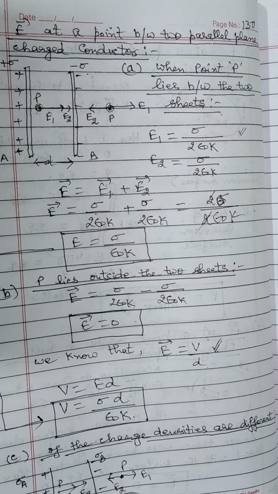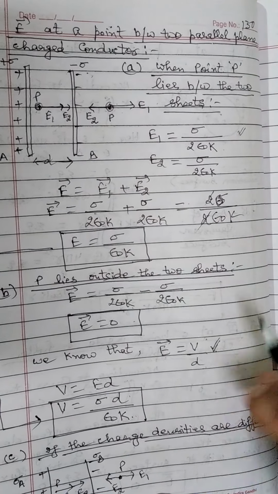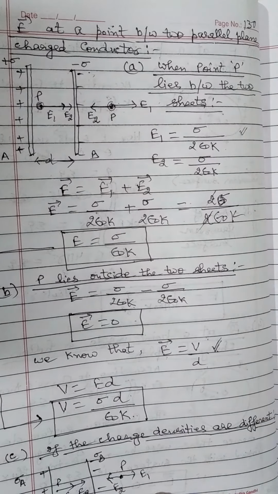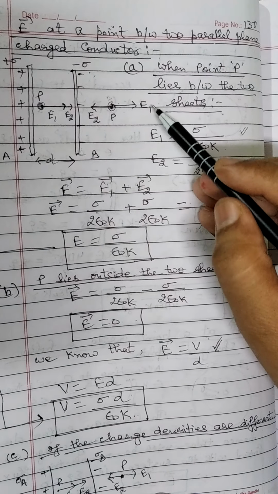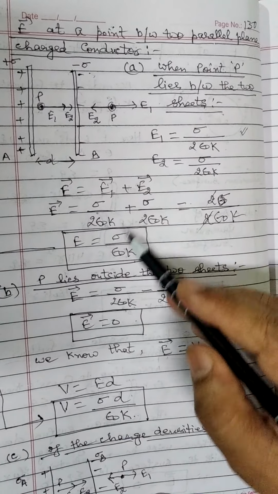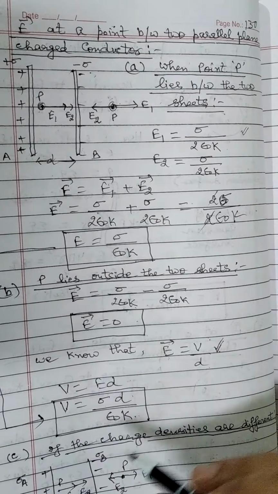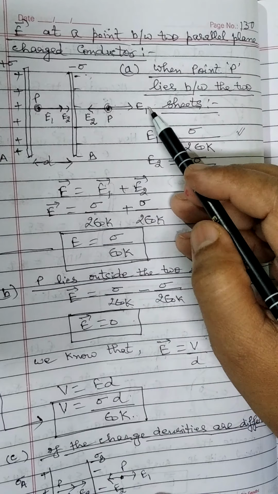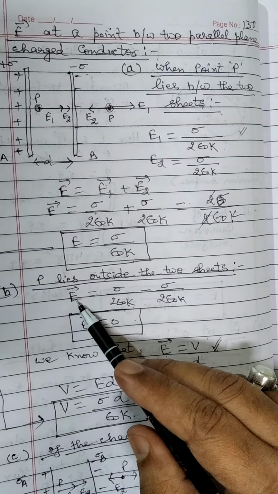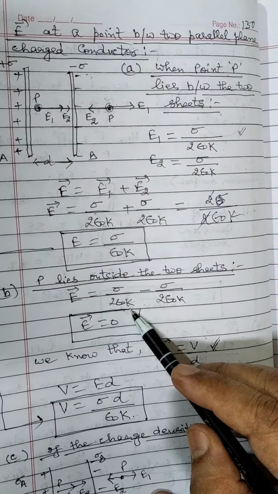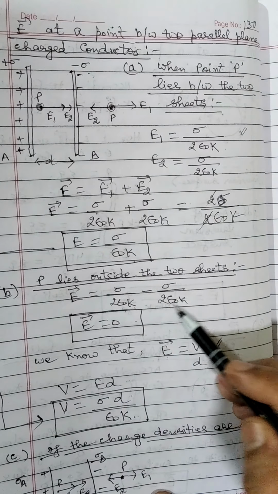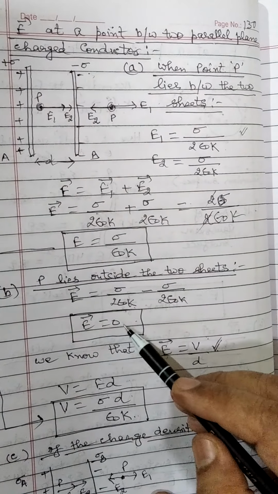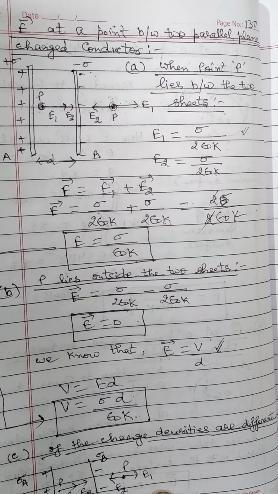E is equal to sigma upon epsilon naught k. Now if the point P lies outside the two sheets, the value of E1 we have already calculated, only the change will be because the electric field is a vector quantity, so we will have E is equal to sigma upon 2 epsilon naught k minus sigma upon 2 epsilon naught k. So the electric field here is 0.